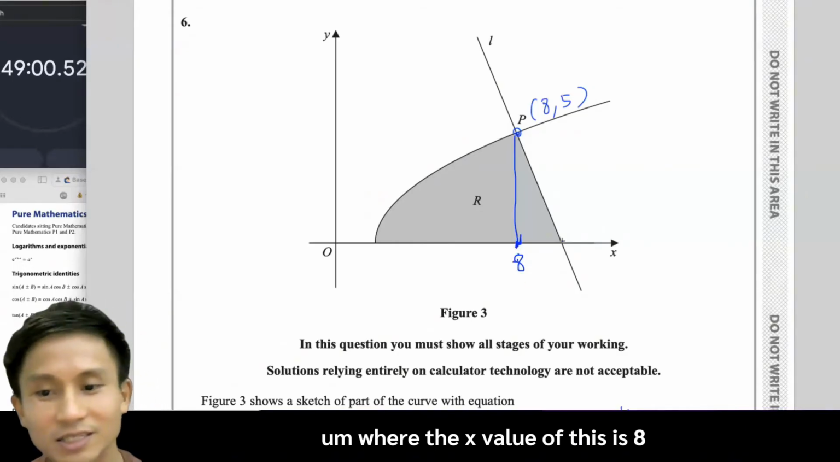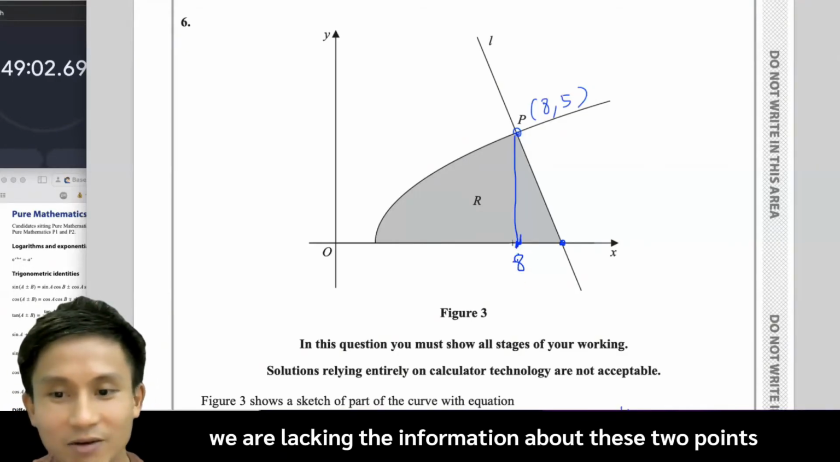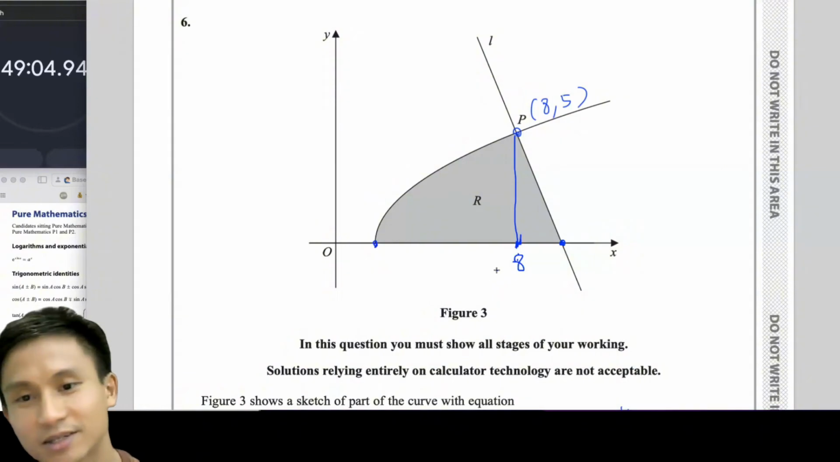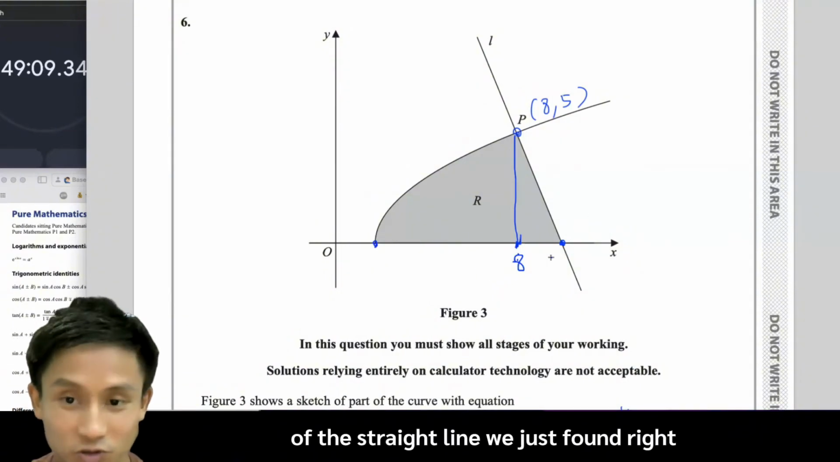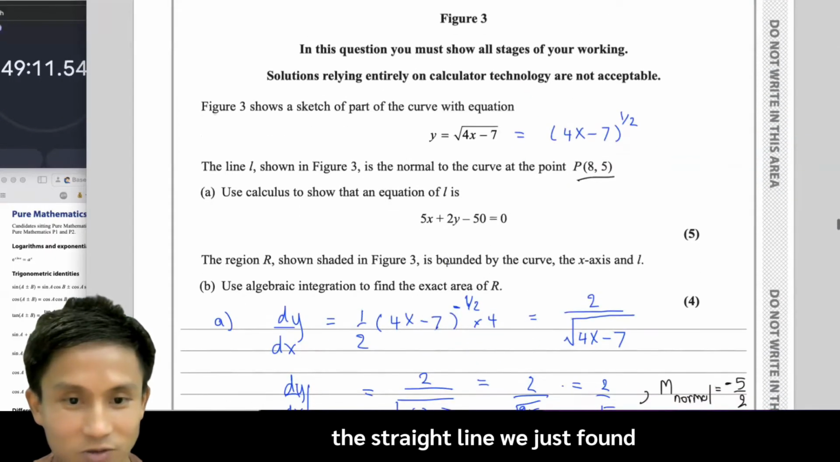Where the x value of this is 8. So we are lacking the information about these 2 points. This point will be the x-intercept of the straight line we just found. Right? The straight line we just found.